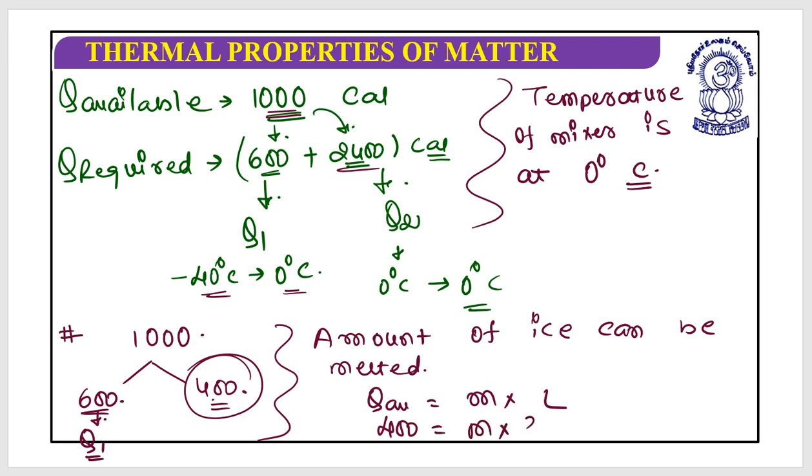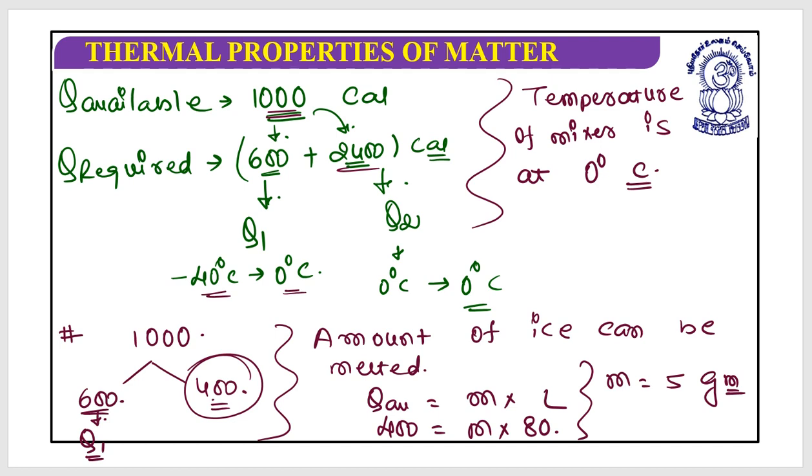Mass you don't know. L is 80. When you use this, this M can be given. It's 5 gram of ice that can be converted.